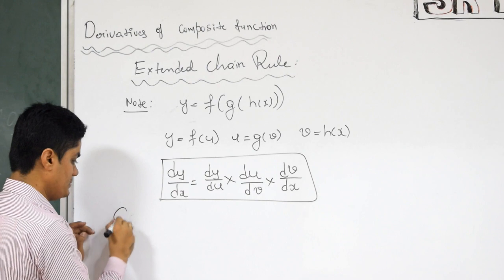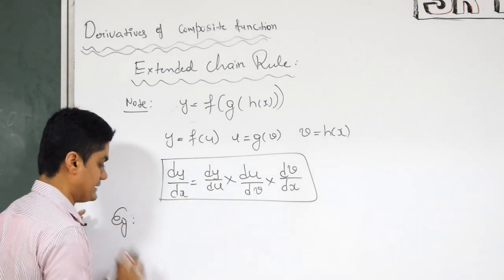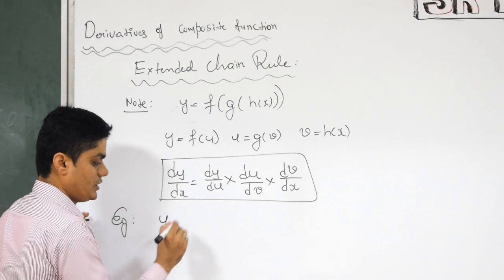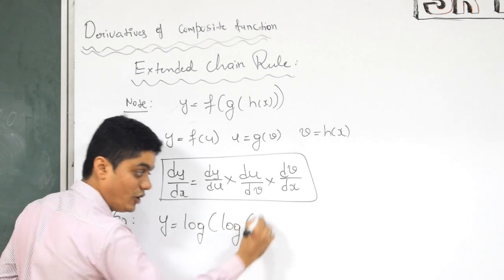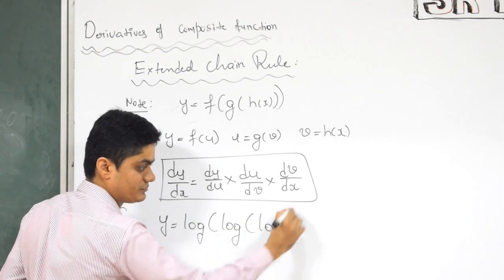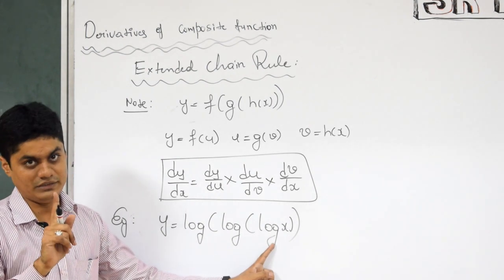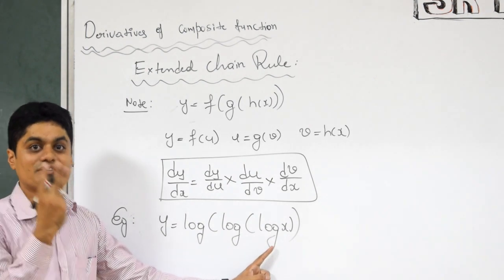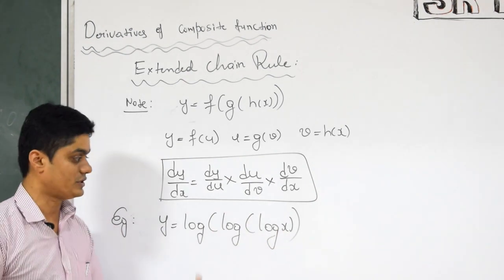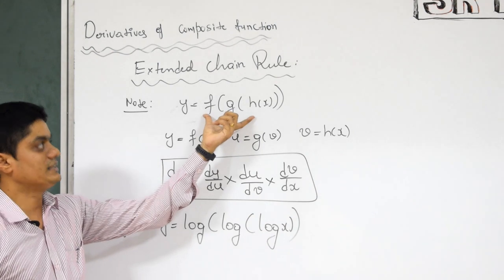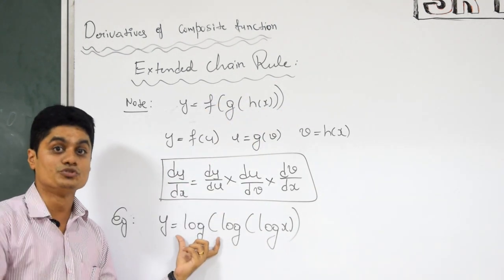I'll show you with an example, because this is the best tool to understand any concept. Let me take one example: y equals log log log x. How many functions are there? Only one. But how many times is it used? 3 times. So a single function, log x, is used 3 times. This is also just like f of g of h of x, maybe not different functions, but log x used 3 times.